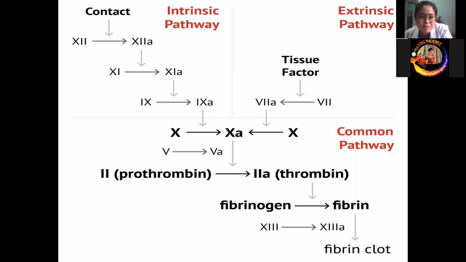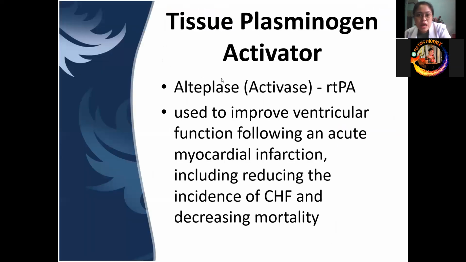Because again, tissue plasminogen is used to inhibit the formation of our fibrin. So there is a product in the market that is synthesized using genetic engineering wherein the human tissue plasminogen is being copied. We call it Alteplase. The brand name is Activase. So Activase is its brand name, and Alteplase is its name.